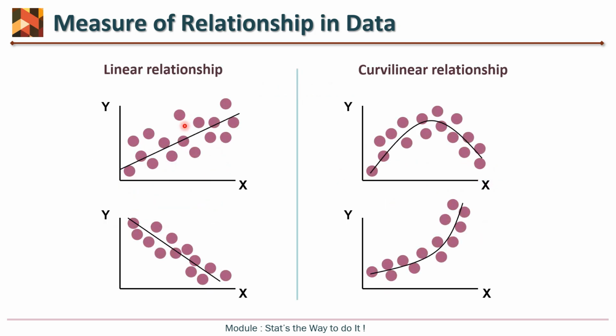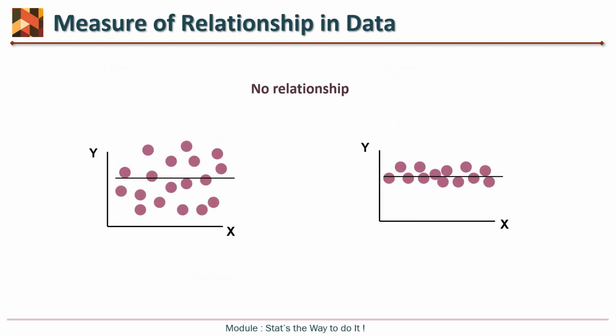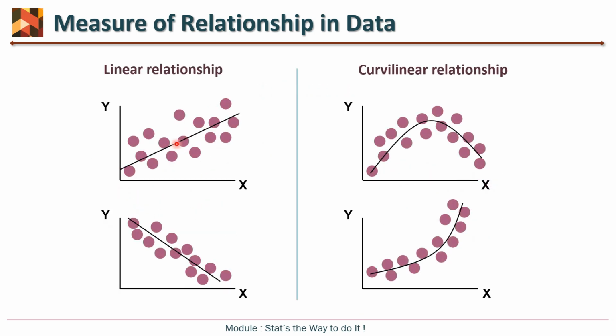So this was the graph for no relationship. Then we are seeing a linear relationship. Here we can say that if x is increasing, my y is also increasing. And in the second graph, if my x is increasing, the y is decreasing. So this is called a linear relationship. There are many other kinds of relationship, one of which is curvilinear. It is not represented by a straight line but a curve.